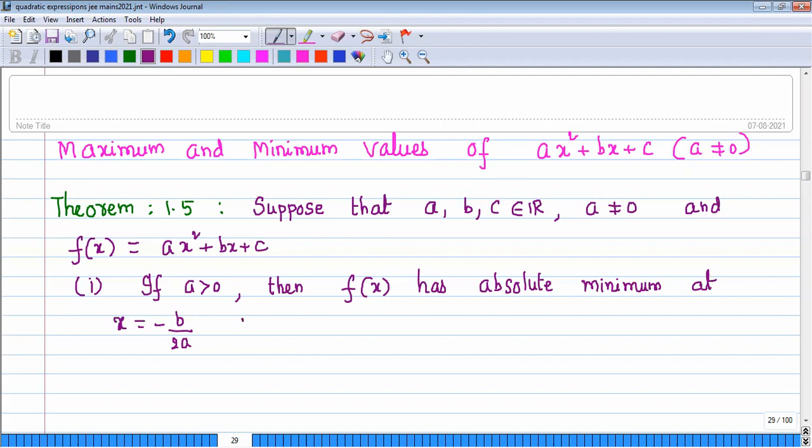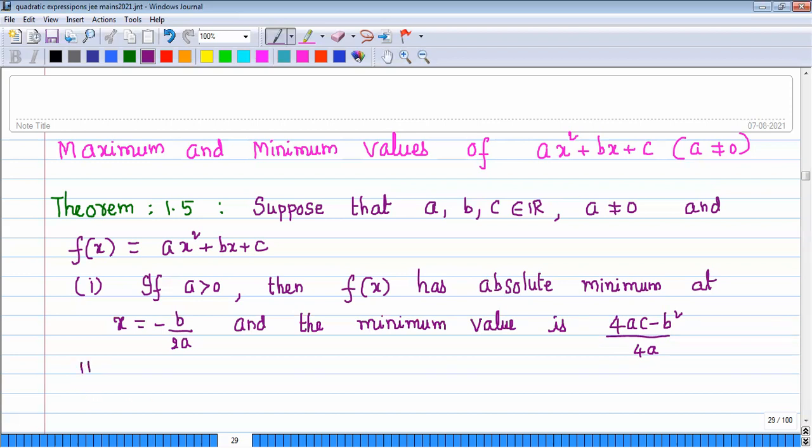And the minimum value, this is a formula, to find out the minimum value, is 4ac minus b square by 4a. So using this one, we can evaluate it, or indirectly we can write this as minus delta by 4a also, because delta is b square minus 4ac. So minus delta by 4a also we can write, no problem. That is the minimum value.